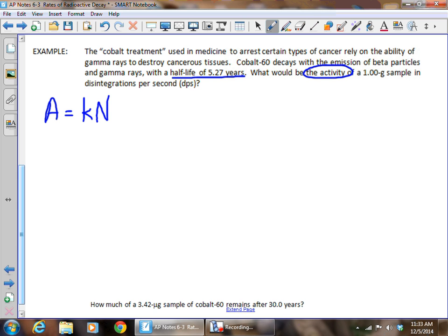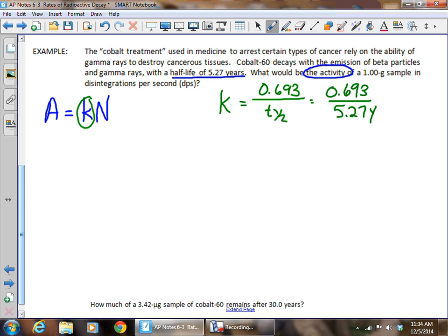So we're going to use that first equation. We need to know two values to get that activity: the decay constant, and the number of atoms present in this first equation for N. So to find K, remember that K is equal to 0.693 over the half-life. It told us in this problem that the half-life was 5.27 years. So it looks like K is going to be 0.1315 reciprocal years.